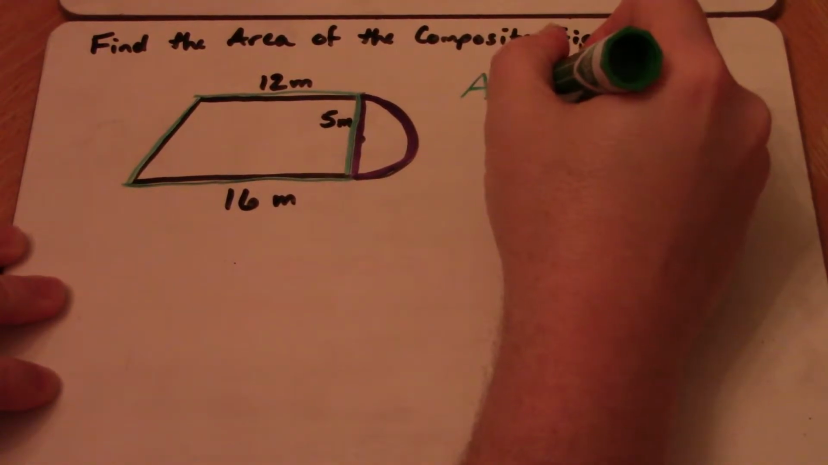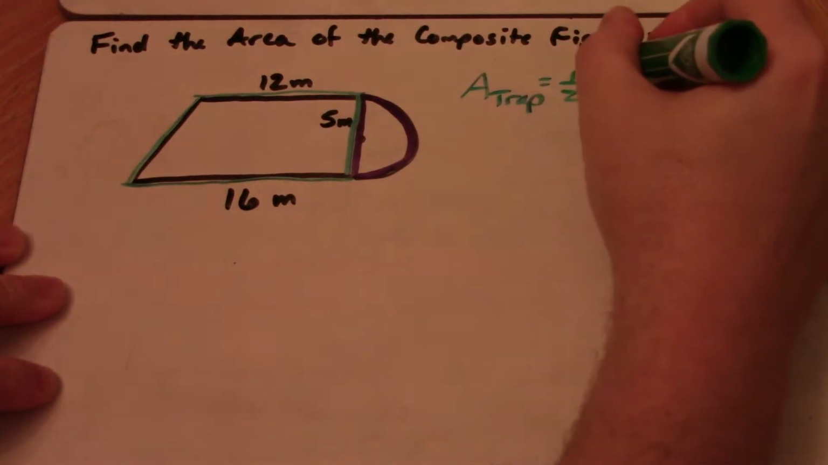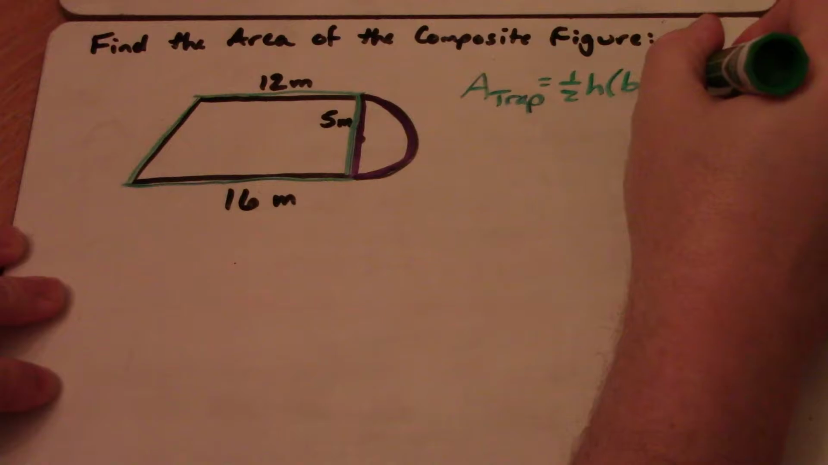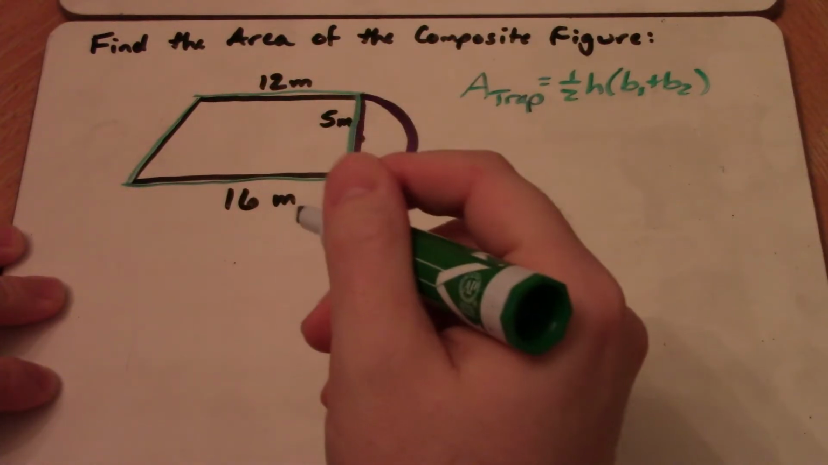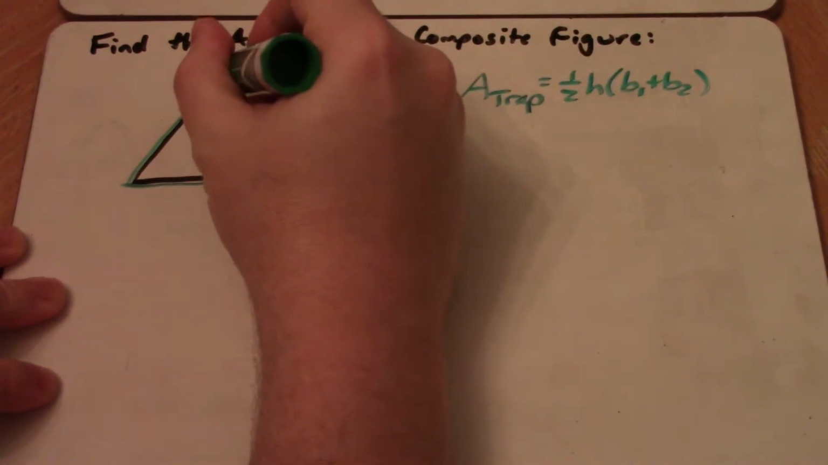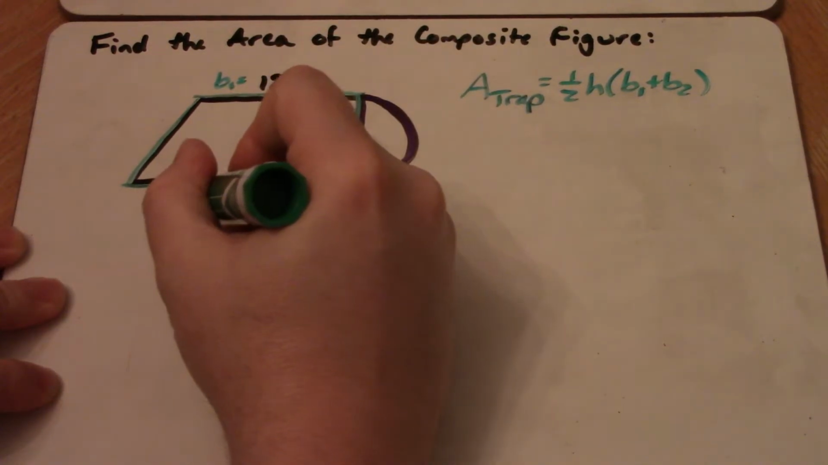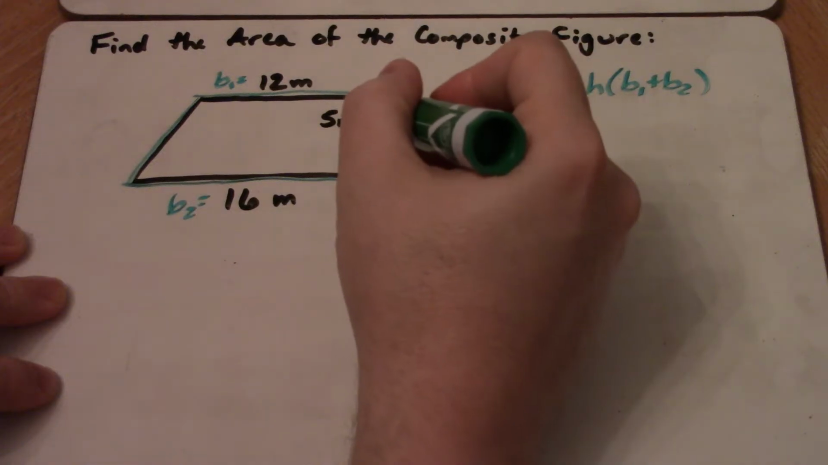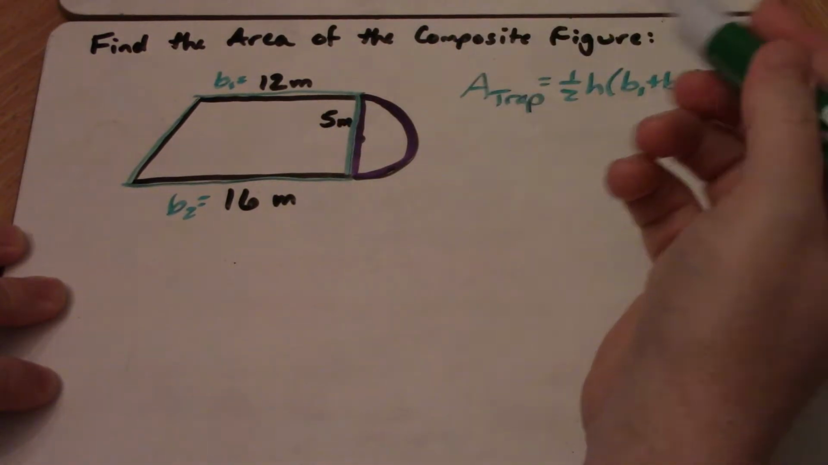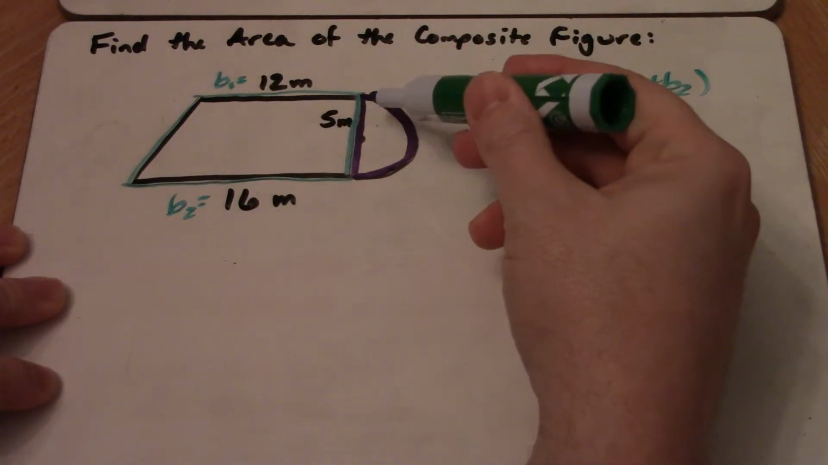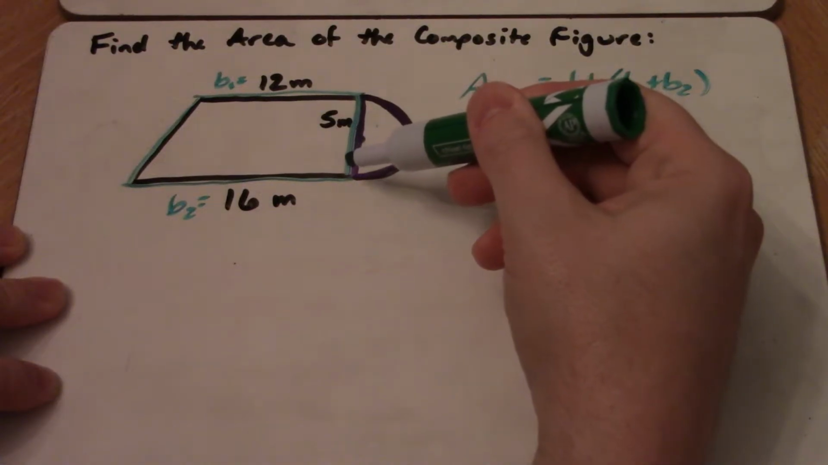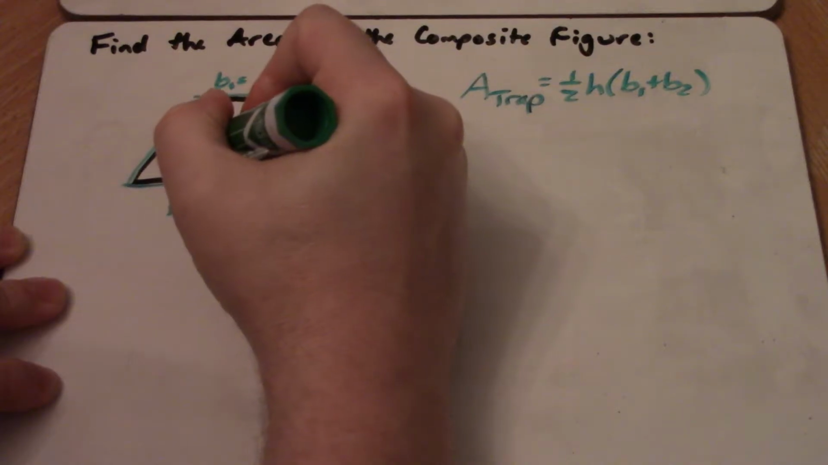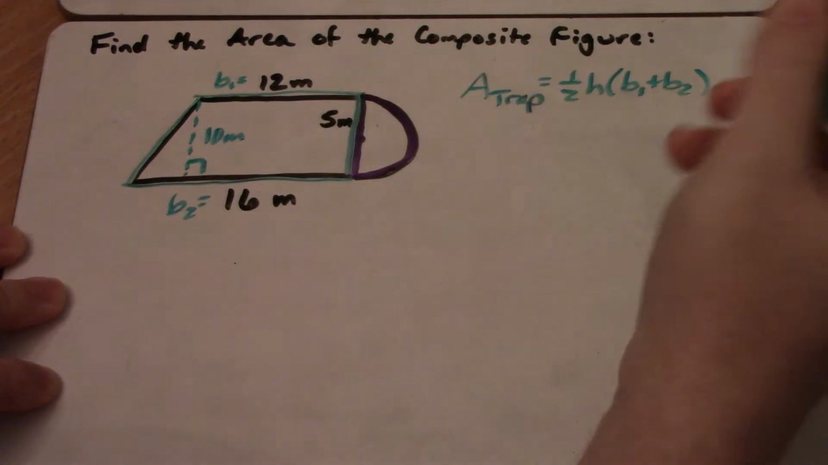The trapezoid has an area given by 1/2 times the height times the quantity base 1 plus base 2. Now the bases are relatively easy to spot. 12 is one of our bases and 16 is the other base. The difficult part is the height. Now that's based on the radius of the circle here. Since the radius of the circle is 5, the diameter of the circle is 10, which would make the height of this trapezoid 10 meters.